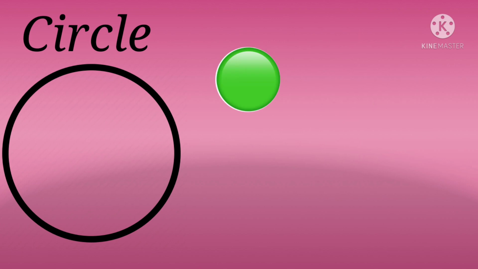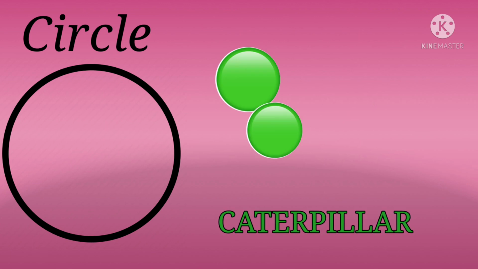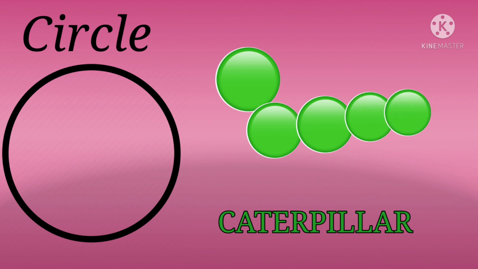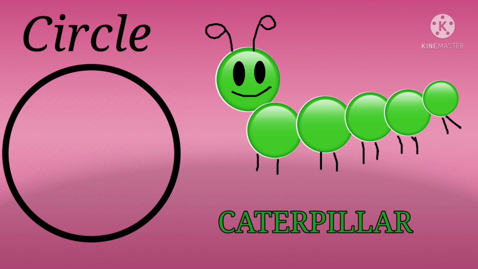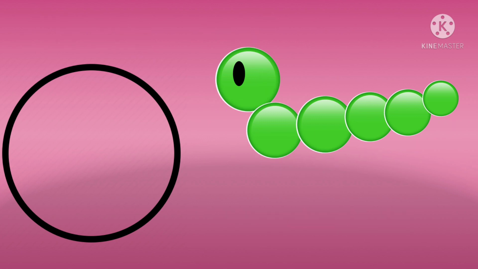Our next drawing with circle is caterpillar. Let's see how it will make. Circle, then one more circle, and the last circle is very small, then eyes, smiley, and our caterpillar is ready.